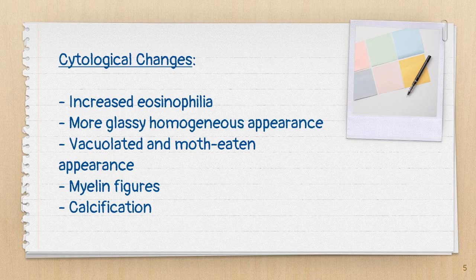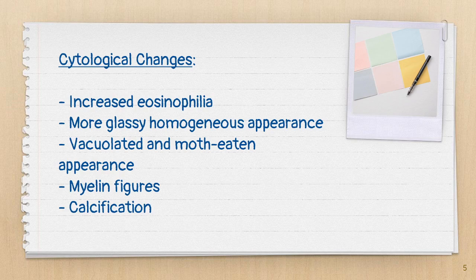Now what happens next? These phospholipid precipitates are then either phagocytosed or further degraded into fatty acids. Calcification of such fatty acids results in the generation of calcium soaps, and thus the dead cells may ultimately become calcified. This is called calcification. So these are the cytological changes that occur in necrosis.